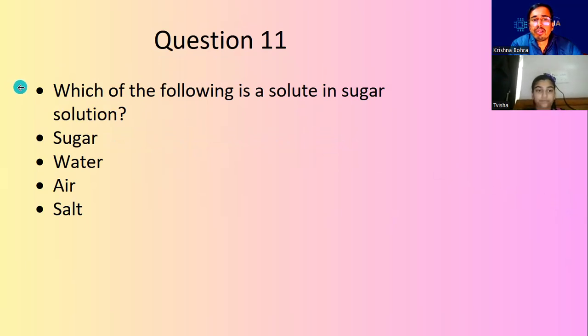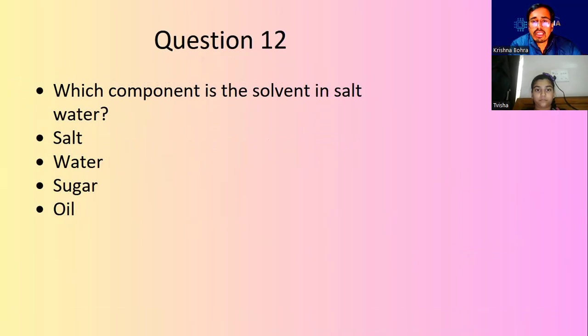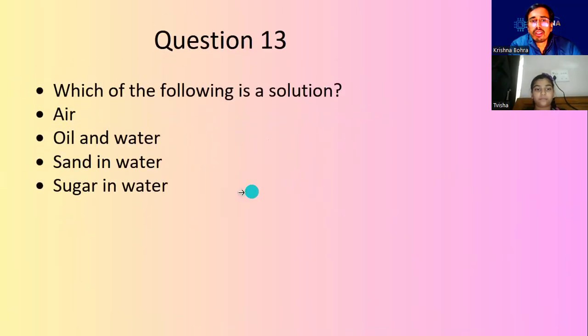Question number 11. Which of the following is a solute in a sugar solution? Sugar, water, air, or salt. Sugar. You are absolutely correct. Question number 12. Which component is the solvent in salt water? Salt, water, sugar, or oil. Water. You are absolutely correct. 13. Which of the following is a solution? Air.